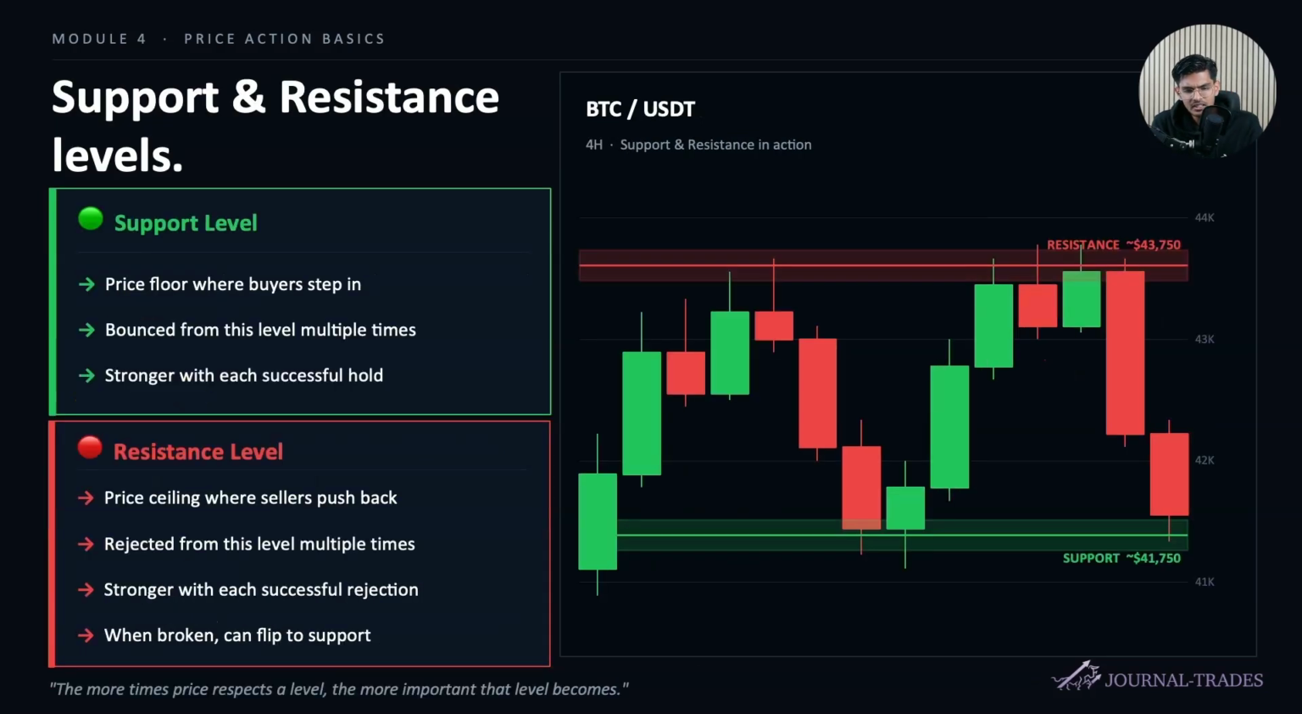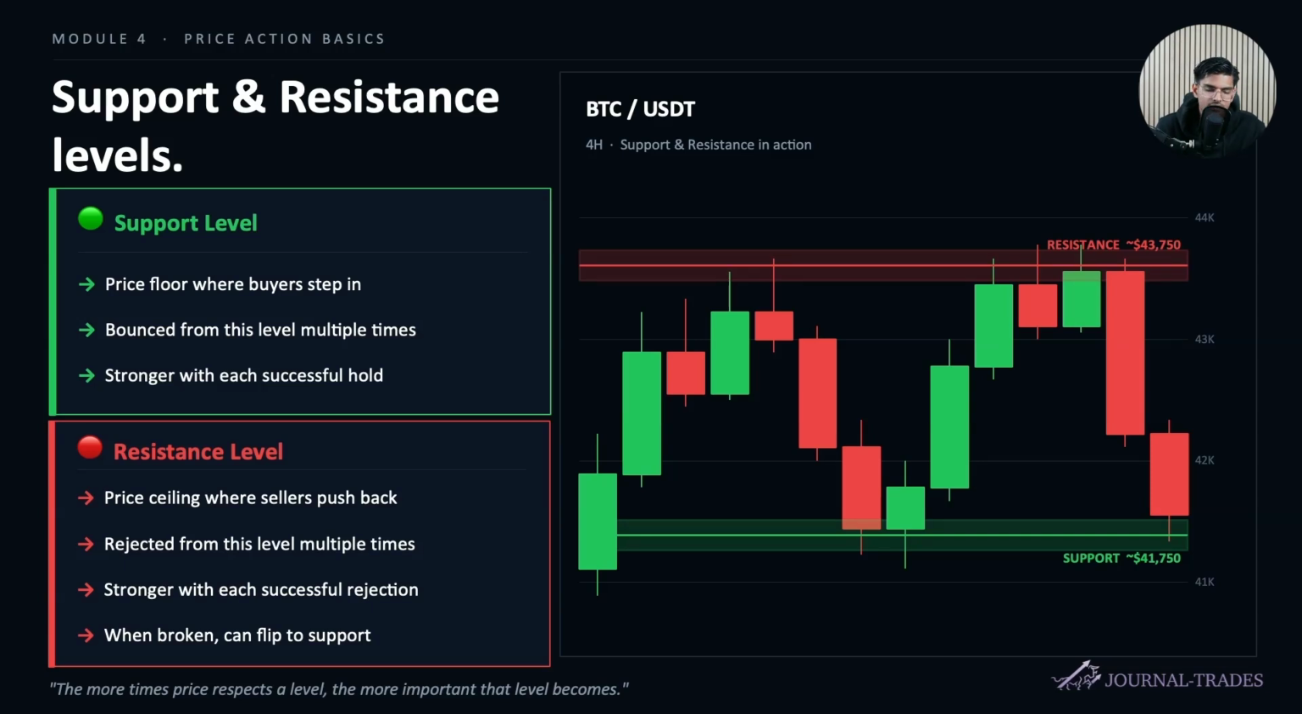So let's move on to the next, and this is support and resistance levels. This is essentially what is going to give you your edge in understanding and getting to know where you can long or short the market. A support level is a price floor where buyers step in. The price needs to have bounced off this level multiple times in the history of the chart, and with each successful hold, such a level gets stronger and stronger.